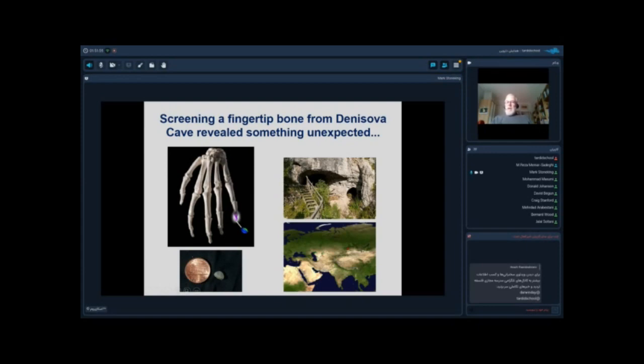And when screening the mitochondrial DNA, Neanderthals have different mitochondrial DNA than modern humans, and so it's a good screen to tell whether you're dealing with a human or a Neanderthal fossil. They instead got an unexpected result because it was not a modern human sequence, but it was also not a Neanderthal sequence. It was something that had never been seen before.